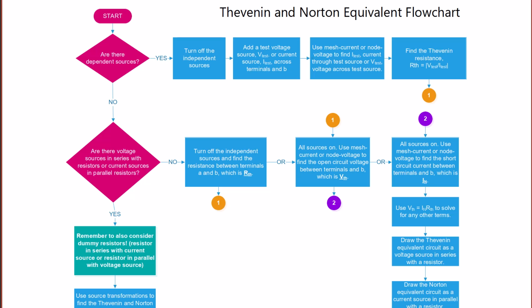Then the next question: are there voltage sources in series with resistors or current sources in parallel with resistors? If so, then you can do the source transformation method and attempt to simplify the circuit down to just a voltage source in series with an impedance or a current source in parallel with an impedance, which would be the Thevenin or Norton equivalent.